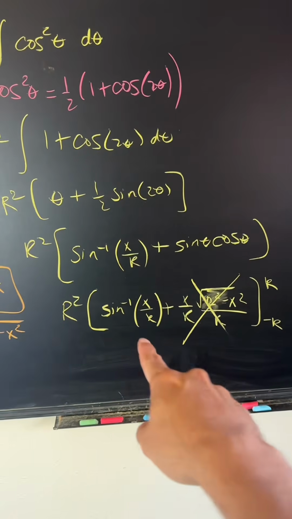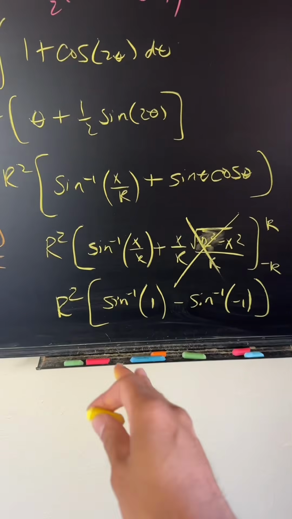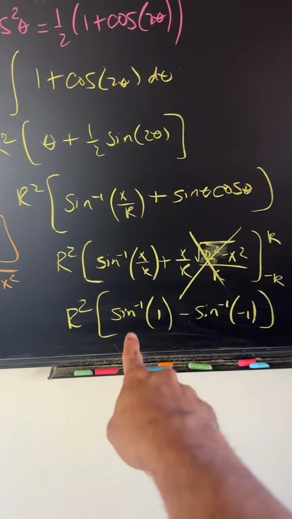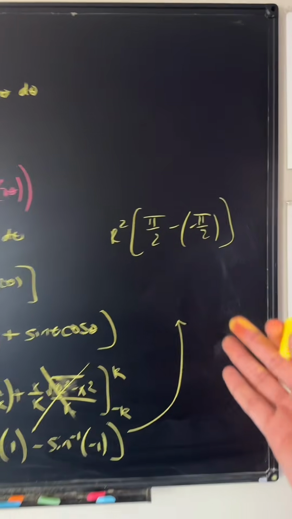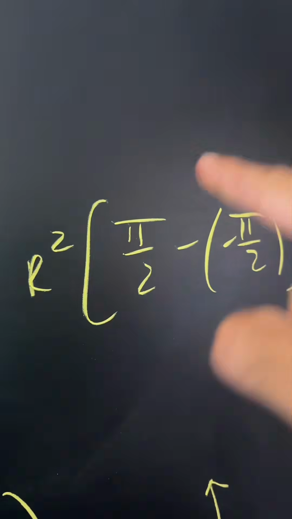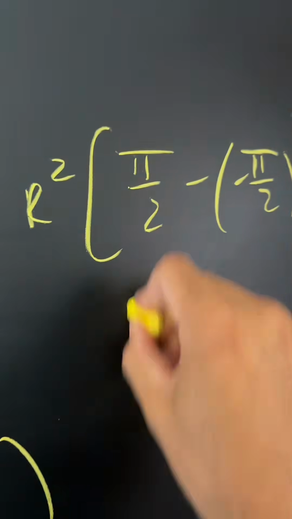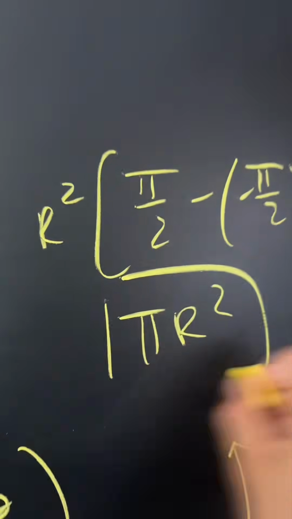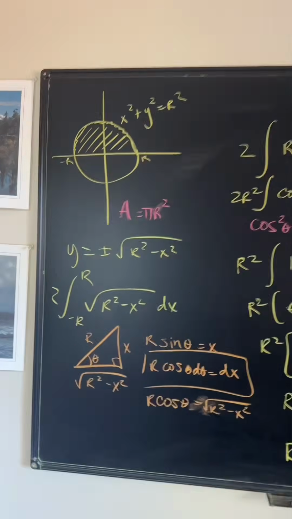So when I plug in r and when I plug in negative r, I'm going to get a value of sine inverse of 1 minus sine inverse of negative 1. This is going to become pi over 2. This is going to become negative pi over 2. So now we simply add these together, giving us pi over 2 plus pi over 2, which is 2 pi over 2, which is just going to be pi. So pi r squared is going to be the area, and that exactly shows that the area is pi r squared, just as we thought.